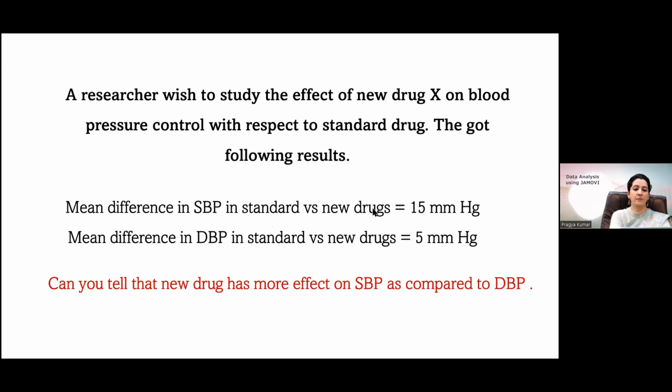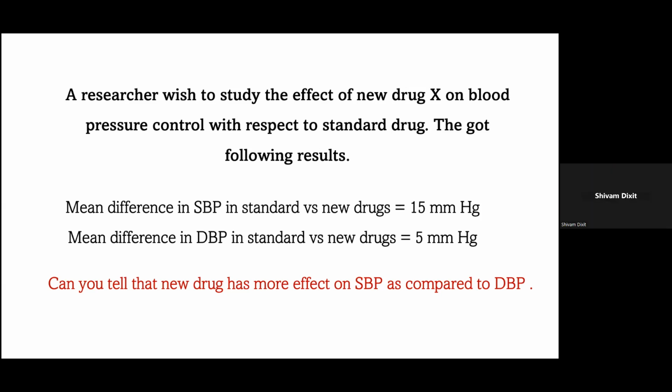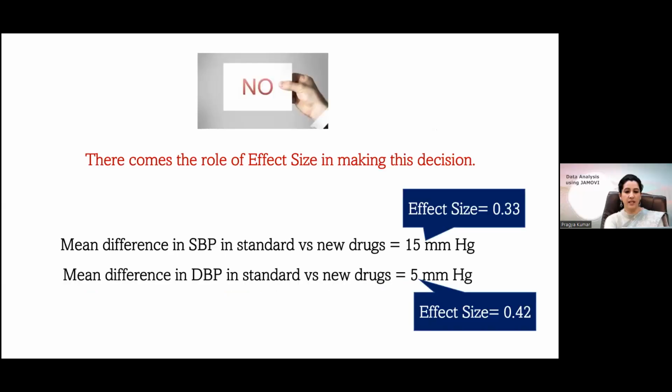Mean difference in SBP in the standard drug versus new drug was 15 millimeter. Okay? And the mean difference in diastolic blood pressure in standard drug versus new drug is 5 millimeter. So can you tell that the new drug has got more effect on SBP as compared to DBP? Can we say that? Yes. But if you see, the effect size of this is less, 0.33, and the effect size of 5 millimeter is 0.42. So which has got a larger effect size?